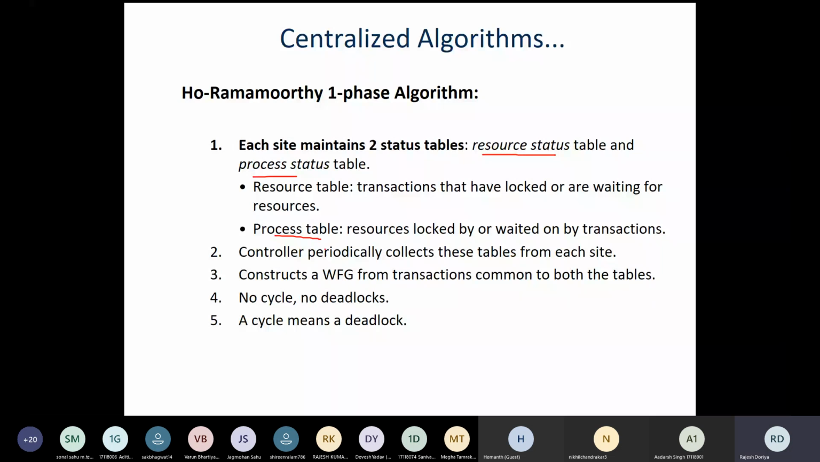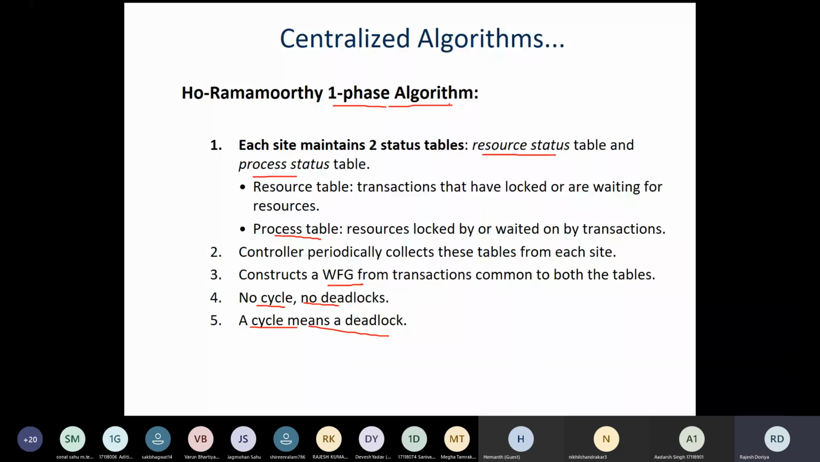And in this case, again, the controller periodically collects these tables from each site, and after collecting the resource table and the process table, it creates a WFG from the transactions which are common to both the tables. And if there is no cycle, that means there is no deadlock, and if there is a cycle, then it can be deduced that there is a deadlock. So this is how it works, and this is called Ramamoorthy's one-phase algorithm for distributed deadlock detection.